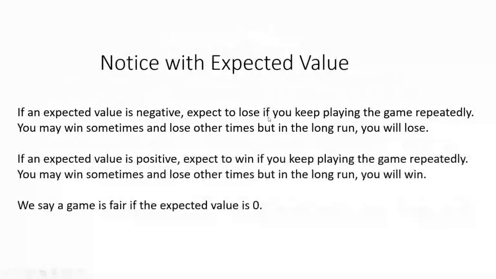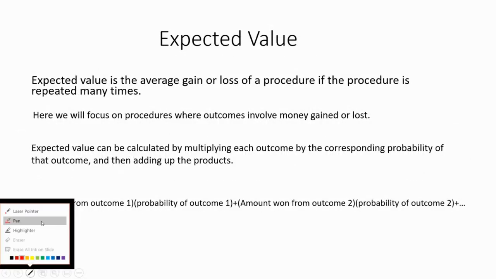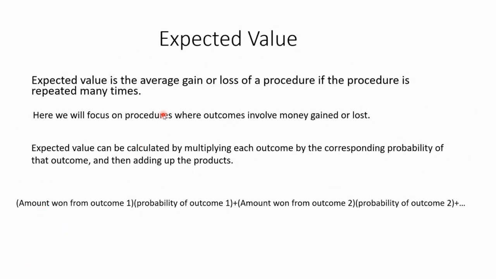Okay. So basically that's what it is. It's the average gain. It's basically how much you should expect to win or lose in the long run. In other words, if you keep on repeating the procedure, whatever it is, many, many, many times, it's how much you should expect to lose or win. And here what we're going to do is focus on procedures where the outcomes involve money that you can gain or lose.